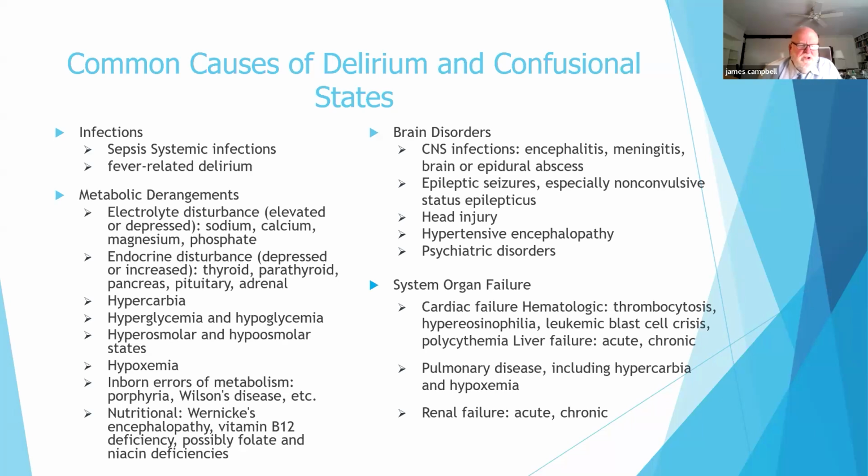Low blood oxygen, some unusual stuff, Wilson's, Wernicke's, B12 deficiency. We talked a little bit about B12 last time. Folate deficiency and niacin deficiency can all cause acute confusional states. Any of the infections in your CNS system, somebody could be in a post-seizure state. Somebody could have a head injury. Unfortunately, there's still issues with elder abuse, which can sometimes be head injuries, which will present as a confusion. The high blood pressure, encephalopathy, and psychiatric disorders, as well as any of the major cardiac failure, hematologic crises, or other major pulmonary disease and kidney failure.